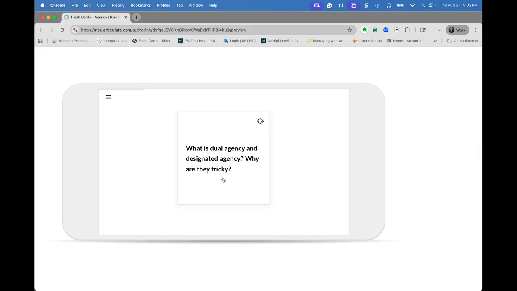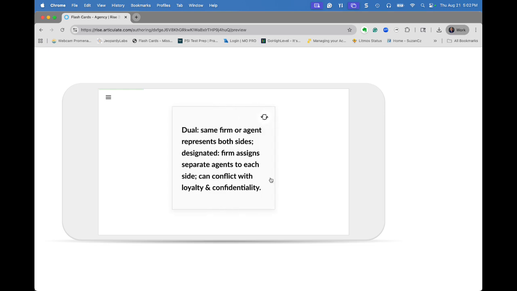What is dual agency and designated agency, and why are they tricky? Well, a dual agency, it's the same firm or agent represents both sides. With designated agency, the firm actually assigns separate agents to each side. Now, this can conflict with loyalty and confidentiality. And I want to go to the board and actually draw this out so you kind of get an idea of how this works.